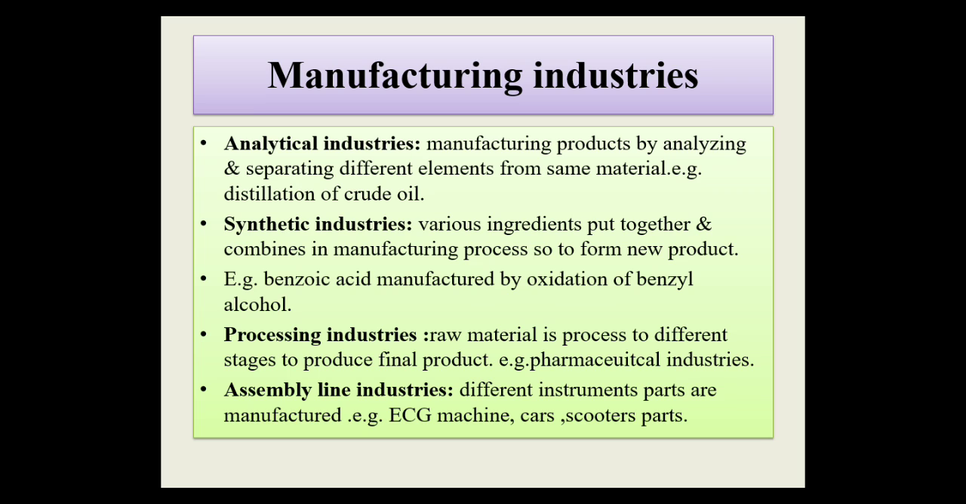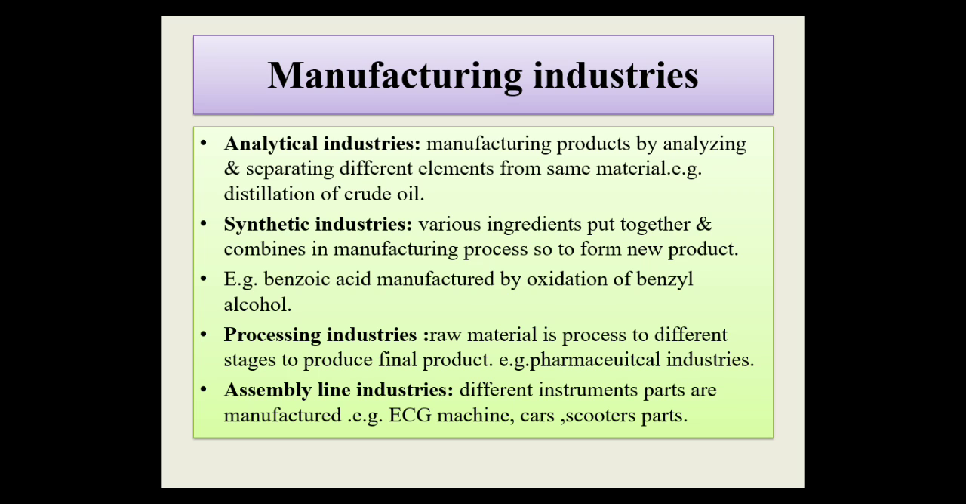Then synthetic industry means various ingredients are put together and combined in a manufacturing process to get a new product. Here we take the example of benzoic acid. Benzoic acid is prepared from benzoin by heating the resin in an iron vessel. After that, the benzoic acid is formed. So it is one of the processes of synthesis.